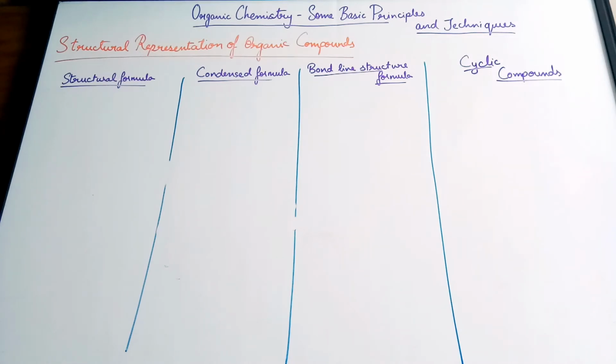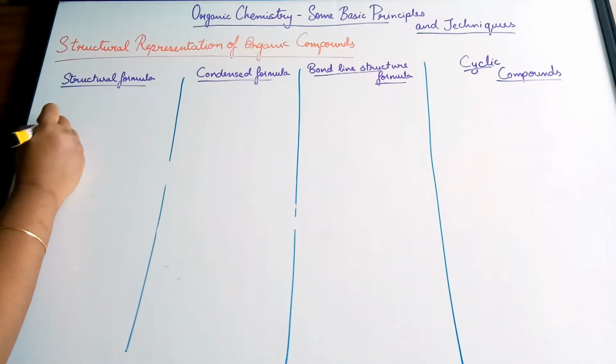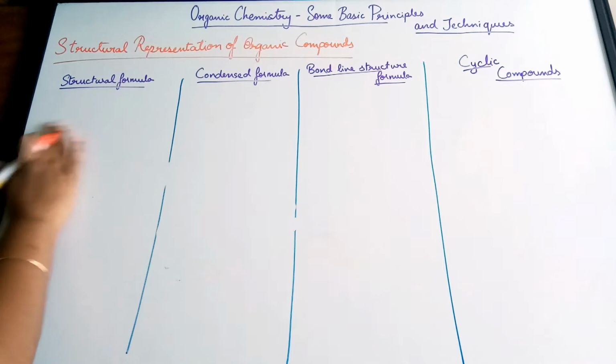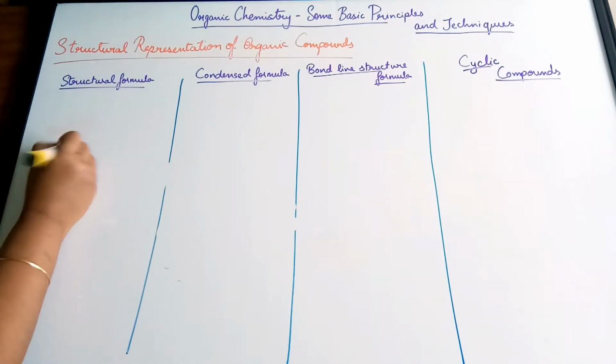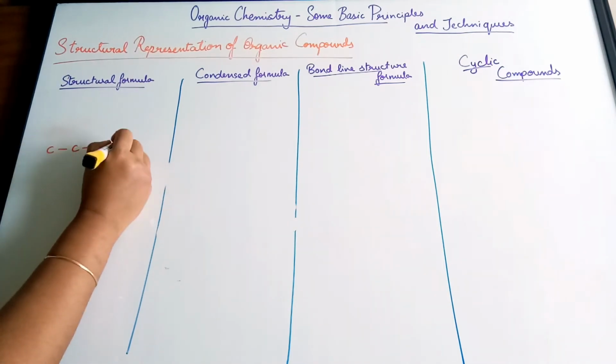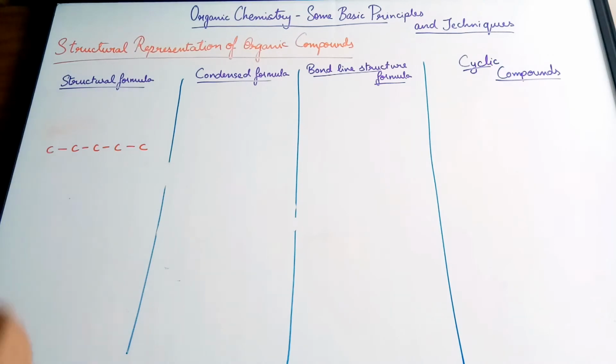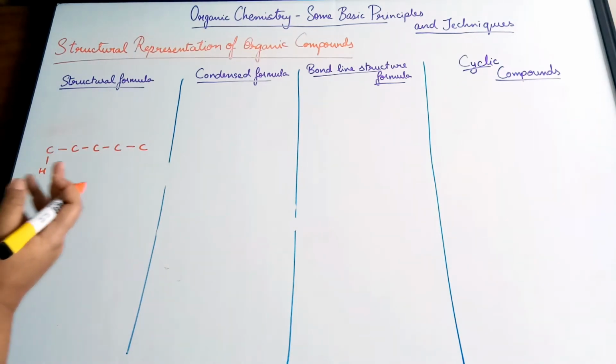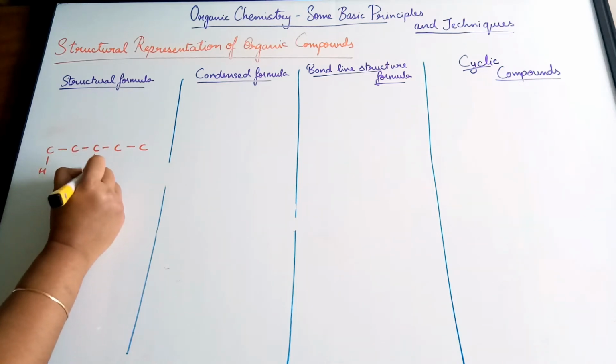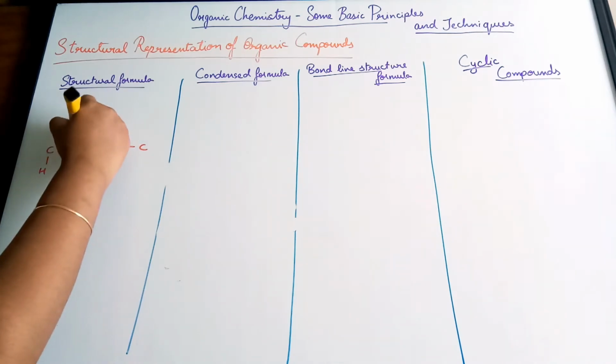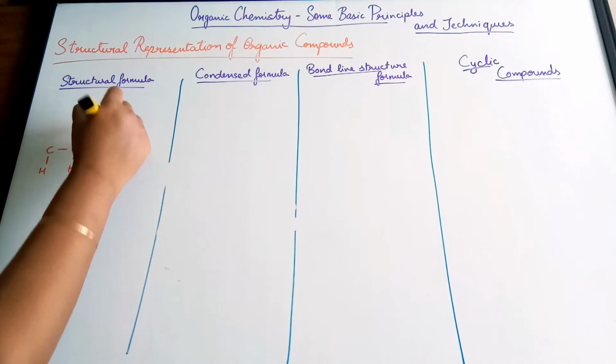For the structural formula, we're taking the example of 3-chloropentane. So 3-chloropentane has 5 carbon atoms, and at the third carbon it will have a chlorine, and the remaining will be hydrogens.